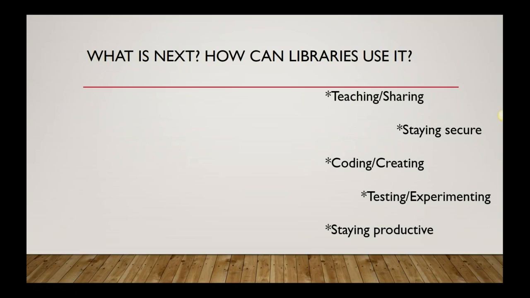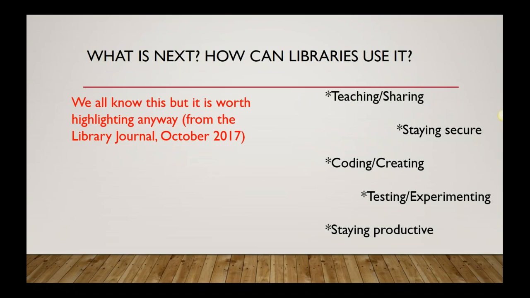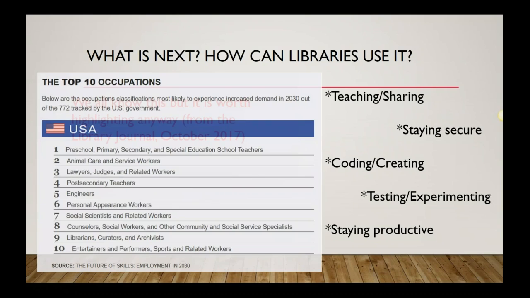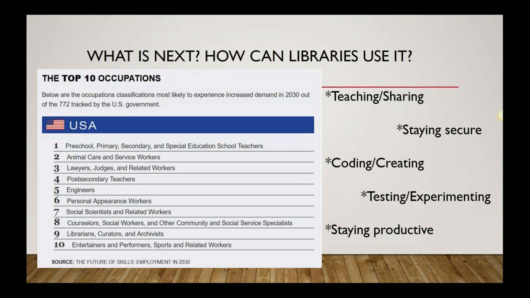So before we start talking about these specific things, I want to bring up one more thing here. We all know this already, but it is definitely worth highlighting. Last year when I first started talking about this topic, this came out 2 days before I first presented on it. In the Library Journal, the top 10 occupations based on the future of skills and employment in 2030, and you can see that number 9 is right there, librarians, curators, and archivists. So if they think that we're going to be one of the top 10 occupations in 2030, we have to prove it to ourselves and to them as well.